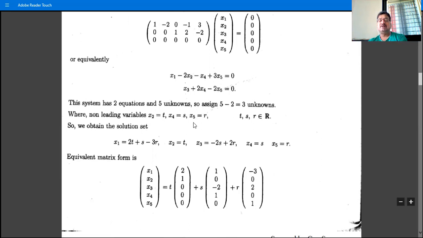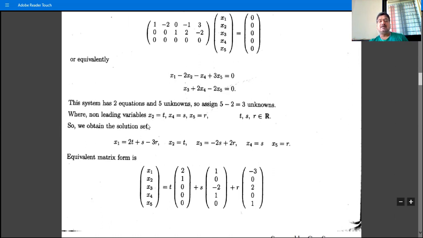So we assign x2 as t, x4 as s, x5 as r. We don't assign all of x3, x4, x5, because if we observe, in order to find x3, we have to assign x4 and x5. But in order to find x1, we already have the value of x3, so we assign x2 and x4. So we assign x2 as t, x4 as s, and x5 as r. So don't assign x3, x4, and x5. This depends on this equation.